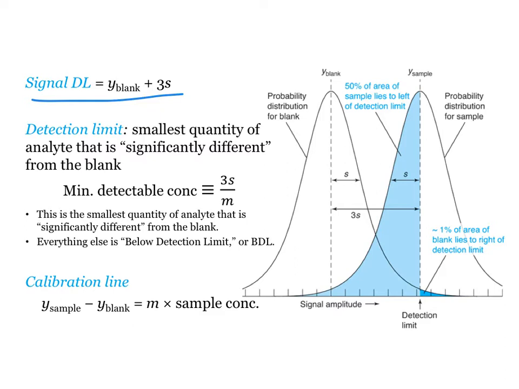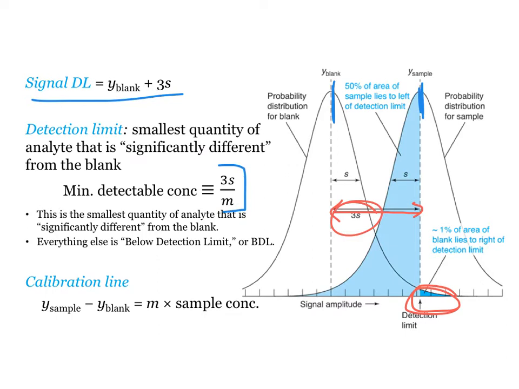3 times the standard deviation of the sample measurement gives us enough distance between the blank peak and the sample peak to confidently say that, at most, about 1% of the blank's peak area will lie above the detection limit. In other words, we're saying there's enough distance between these two peaks to say that they are giving different values. Next, we'll calculate the detection limit, which is 3 times the standard deviation of the low concentration sample divided by the slope of the line generated from the linear regression of the calibration curve.